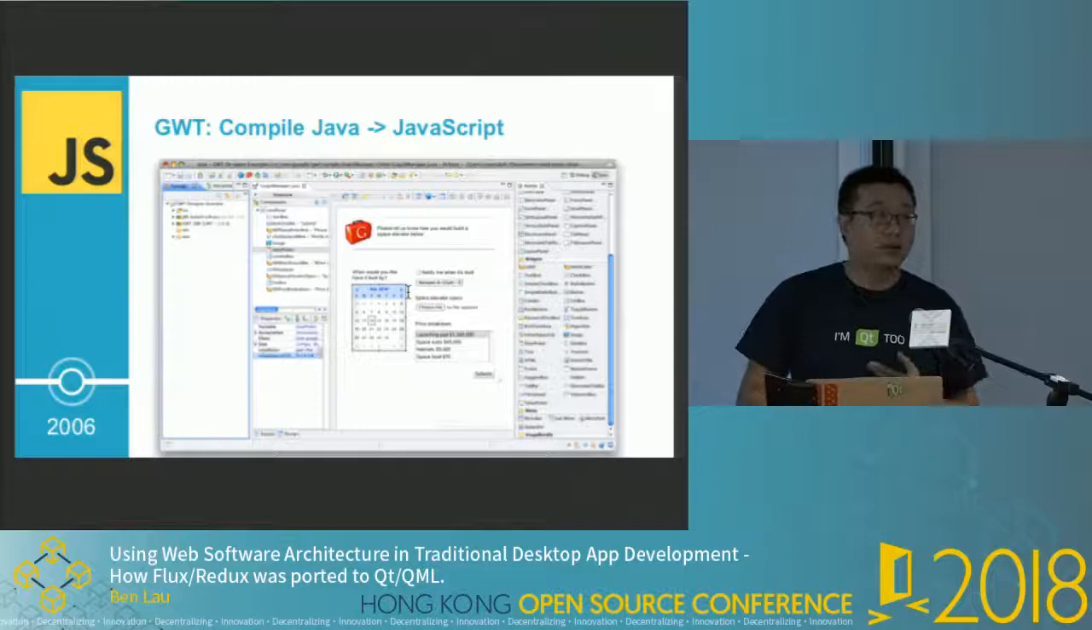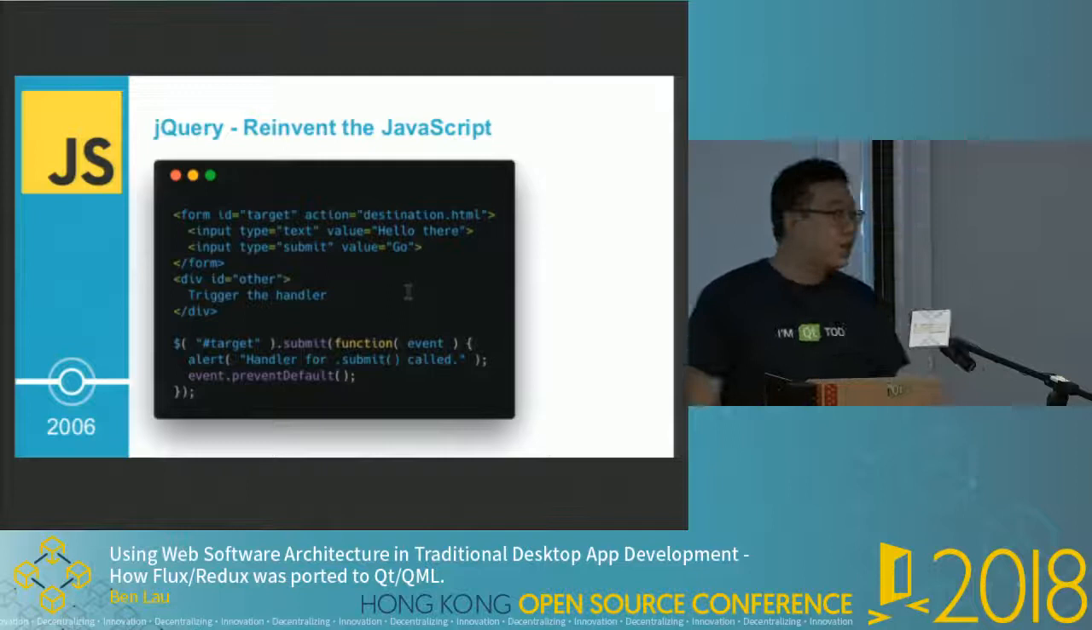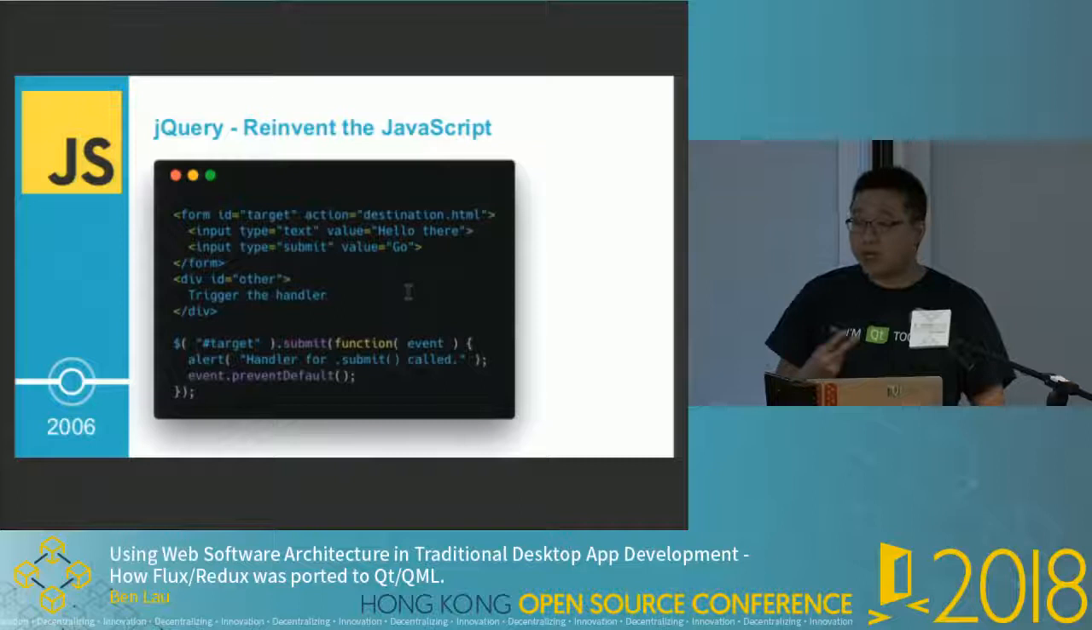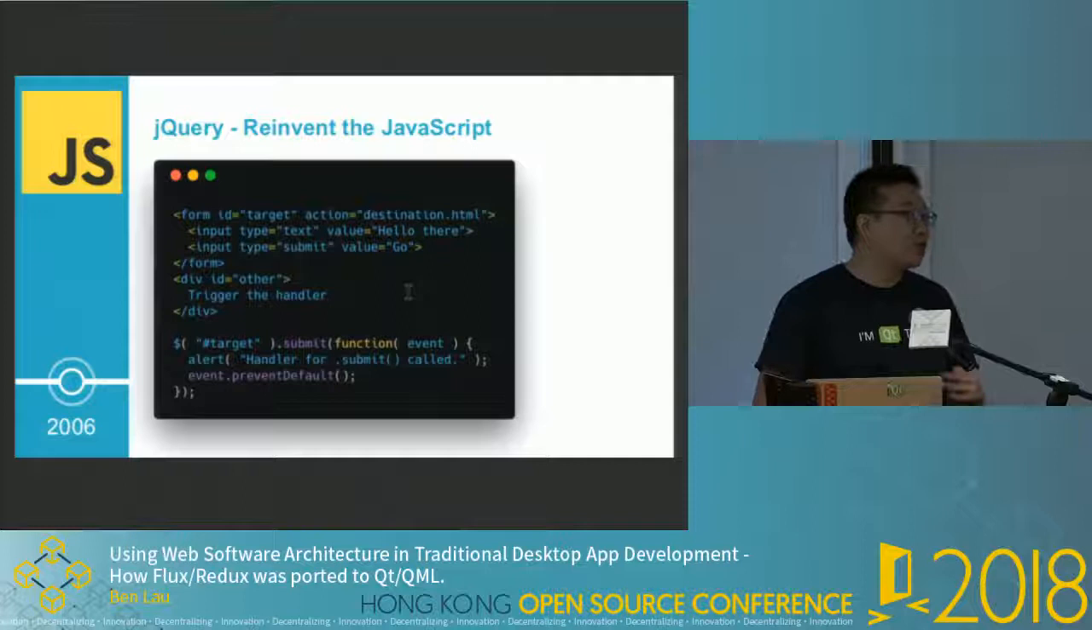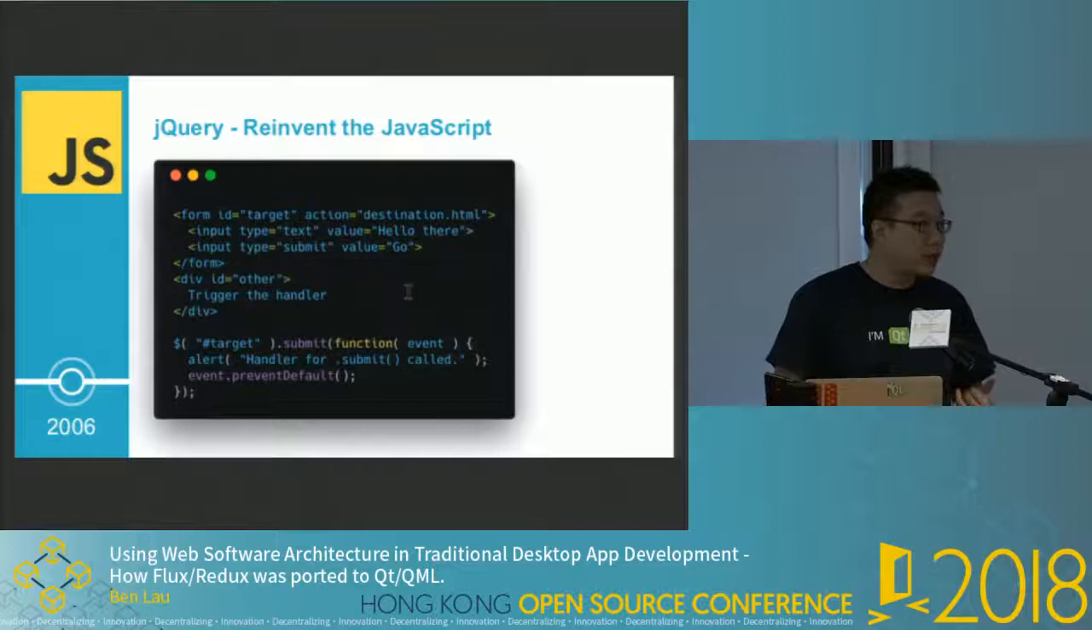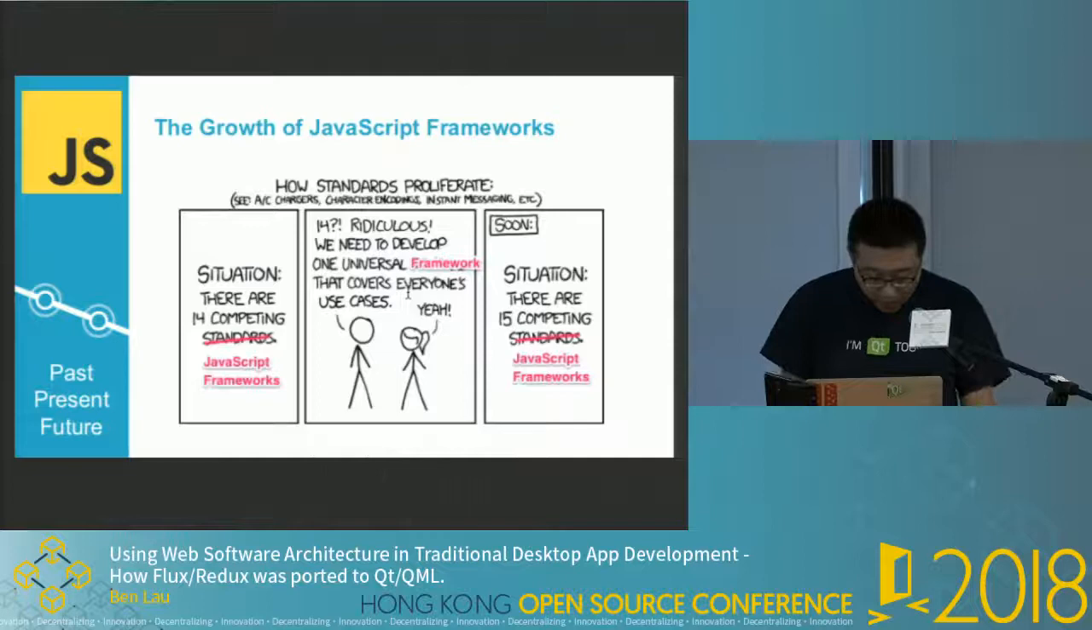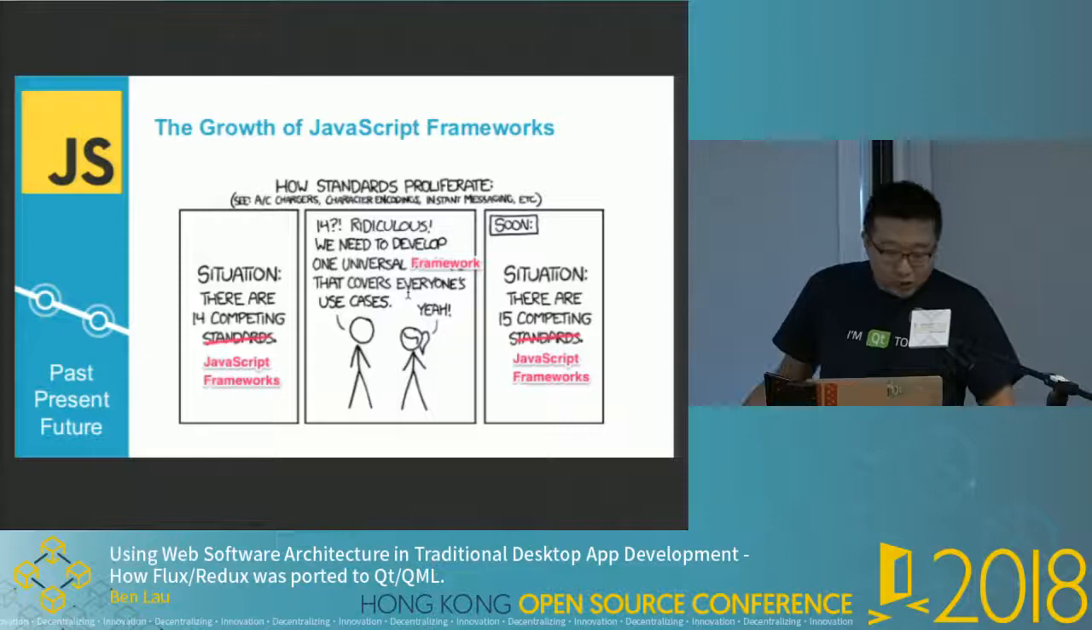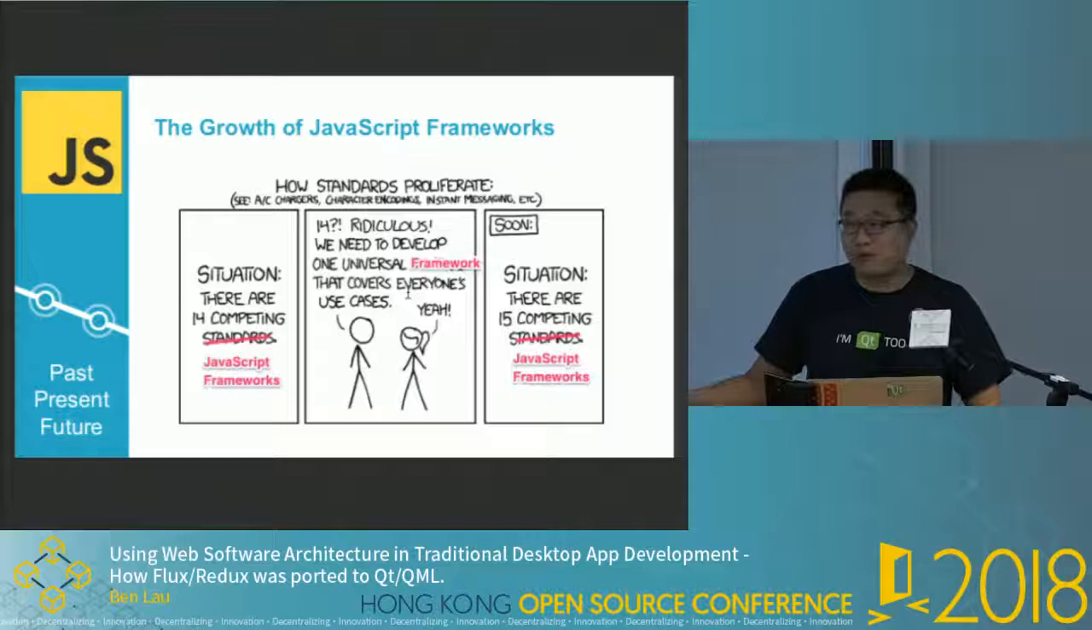In the same year, jQuery came out. I would say many people think that jQuery had already reinvented JavaScript because at this moment, the functionality of JavaScript is just too limited. And finally, people found a way to make writing a JavaScript application possible, and they found that JavaScript is more powerful than expected. So people tried to make more frameworks for JavaScript. As you could see, whether in the past, present, or future, there are more JavaScript frameworks coming out.